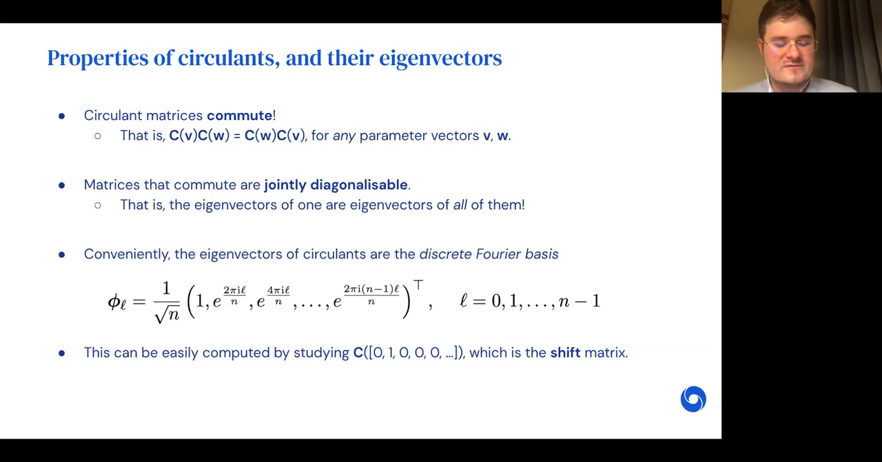And another well-known fact from linear algebra is that matrices that commute can be jointly diagonalized. That means that eigenvectors for one of them will be eigenvectors of all of them. And so that means actually conveniently that all circulant matrices have exactly the same set of eigenvectors, and they turn out to be exactly the basis of the discrete Fourier transform. And you can show this by just taking the special circulant matrix of 0, 1, 0, 0, 0, and so on, the so-called right shift matrix. And when you take the eigenvectors of the shift matrix, you'll end up with exactly the discrete Fourier transform.